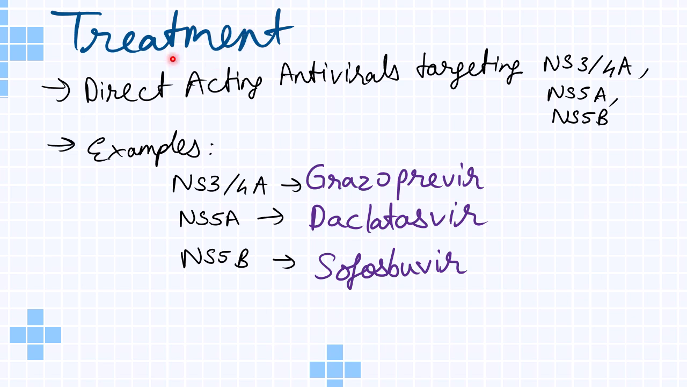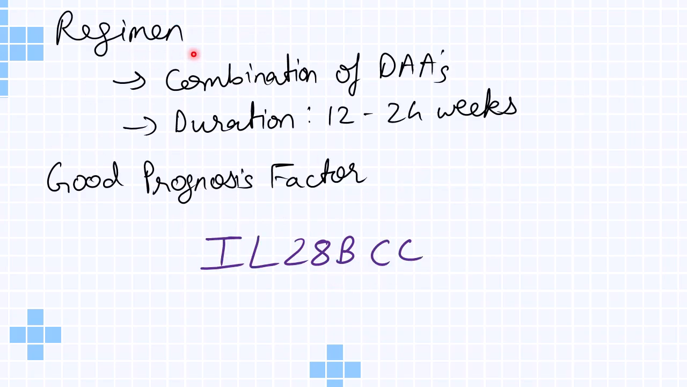For treatment, we use direct acting antivirals targeting NS3/4A, NS5A, and NS5B. Examples include, for NS3/4A, we use grazoprevir. For NS5A, we use daclatasvir. For NS5B, we use sofosbuvir. The regimen includes combination of the previous drugs and the duration is between 12 to 24 weeks.